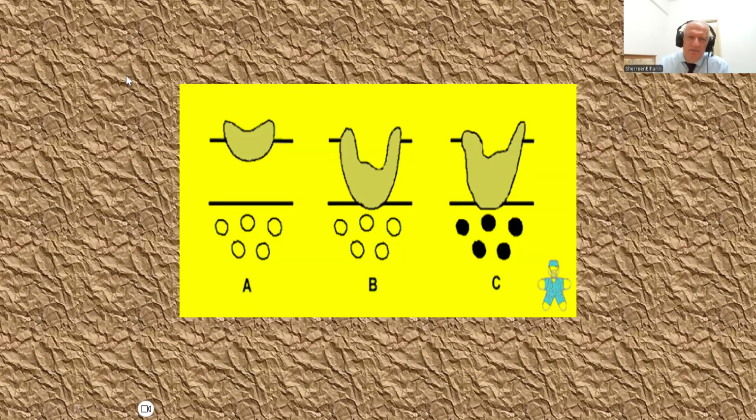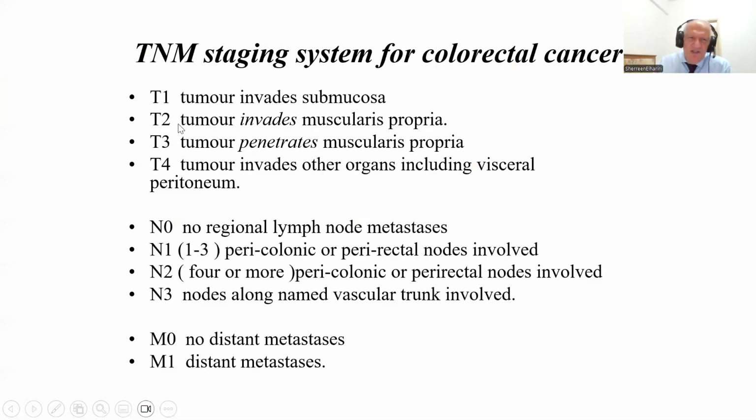In TNM staging, if this is the muscularis propria and the tumor is superficial to it, it is T1. If the tumor is invading a nearby organ like the uterus or urinary bladder, we consider it T4. T2 invades the muscularis propria, T3 penetrates the muscularis propria. N0 means no lymph nodes, N1 means up to 3 lymph nodes, N2 means more than 3 lymph nodes. M0 means no metastasis, M1 means metastasis. Why is it important to know this TNM staging?